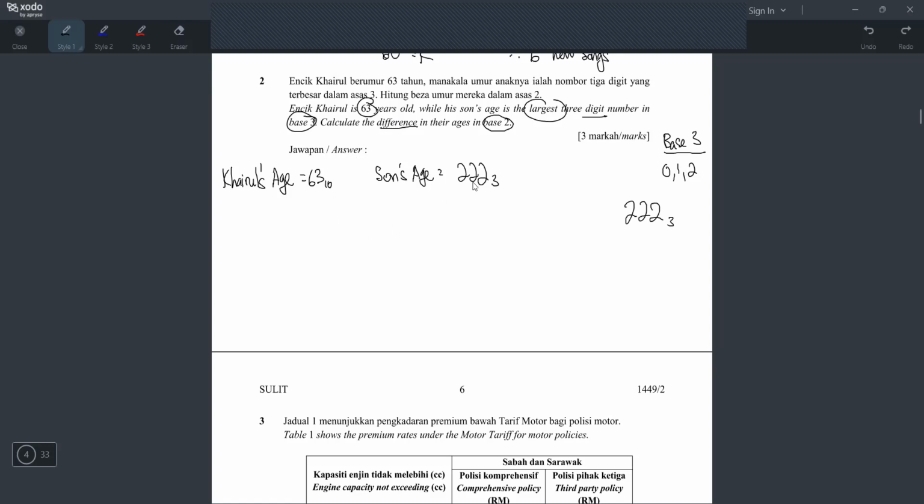Okay, and you cannot press the calculator 222 minus 63. Confirm wrong. You do it like that, confirm wrong. Because the base is not the same. Asas dia tak sama. You kena samakan dia punya asas dulu. So how to samakan asas?